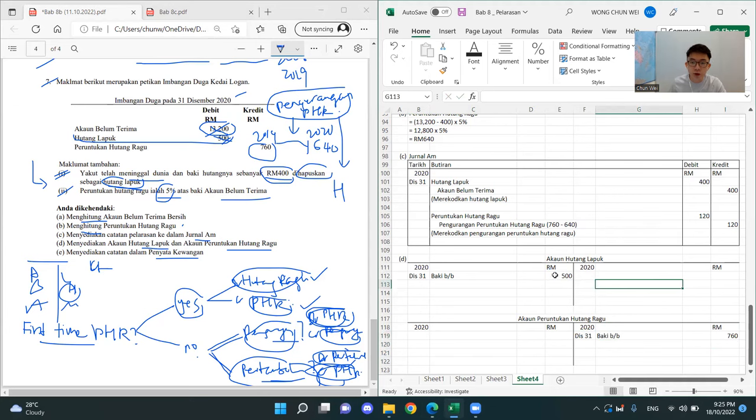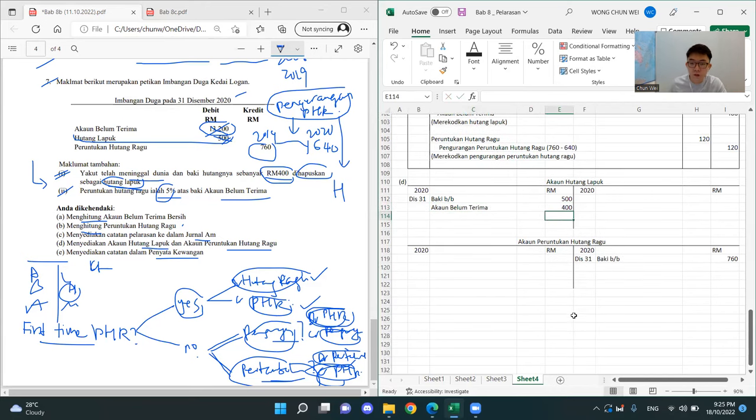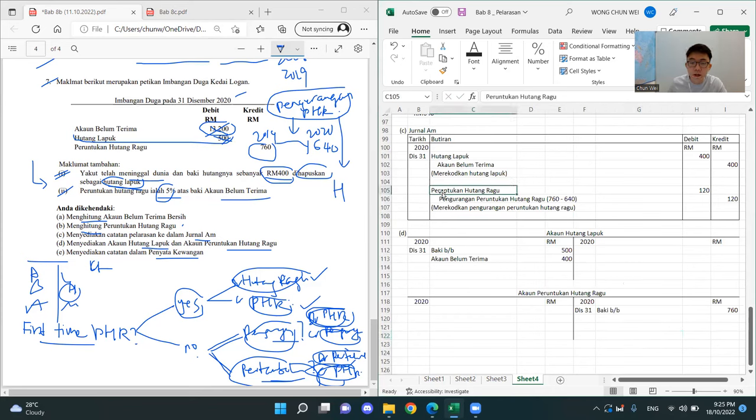Okay, so for your hutang lapuk 500, go back to maklumat tambahan satu, there's a hutang lapuk. So that's why in the journal I debit hutang lapuk. So here you debit. Okay, so from where? From your account belum terima. But then we don't have to do account belum terima here. If you want to, then I'll have to credit my ABT. But we don't have to do that. All right. Then the next thing will be your PHR. So when the PHR, I already gotten my new PHR, which is 640.